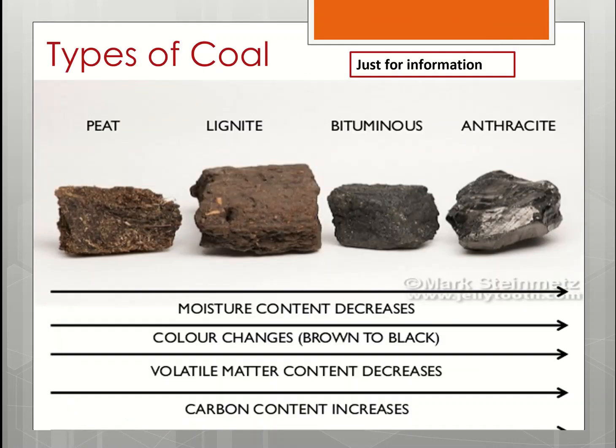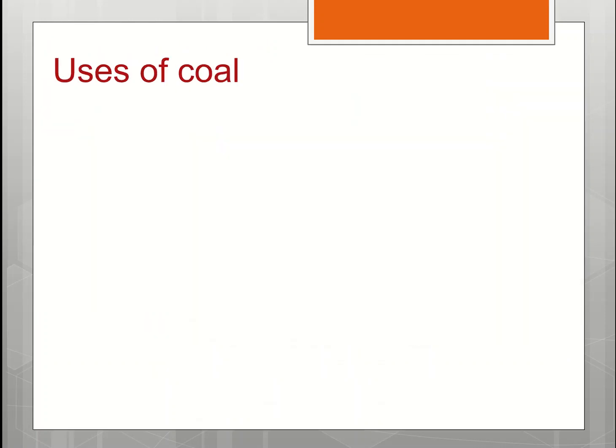So, when we talk about these types of coal, peat is the one which has the highest moisture content. But as and when it further undergoes compression, moisture content would reduce and anthracite has the least amount of water. Color changes from brown to black, as you can see. Volatile matter also decreases and carbon content increases.